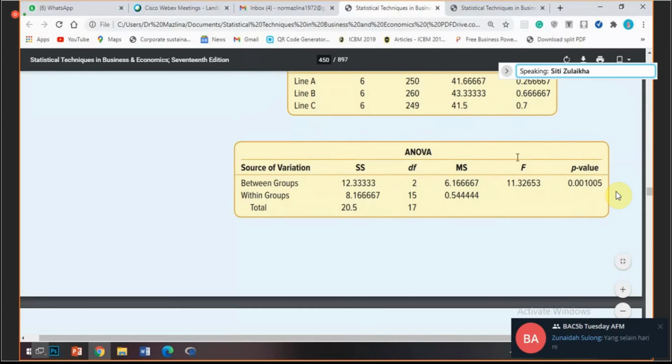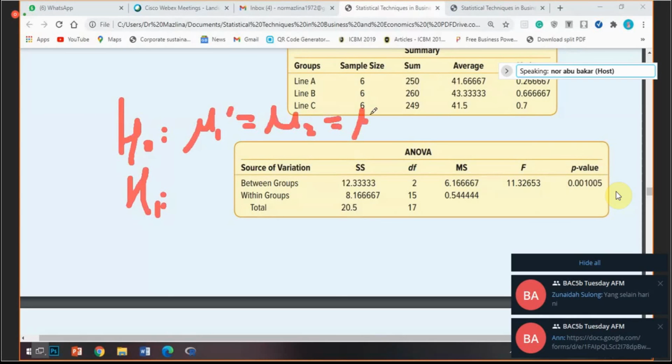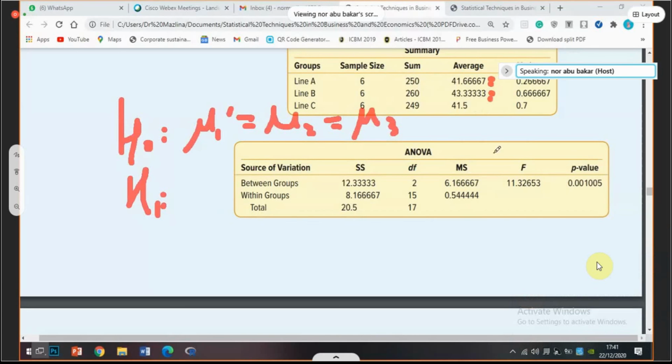Nampak tak? Ya, bila awak tengok P value ni awak terus boleh decide nak reject ataupun tidak H naught awak. Di mana H naught adalah mu1 equal to mu2 equal to mu3. Maksudnya average untuk line A sama dengan average untuk line B sama dengan average untuk line C. Okay, secara keseluruhannya.